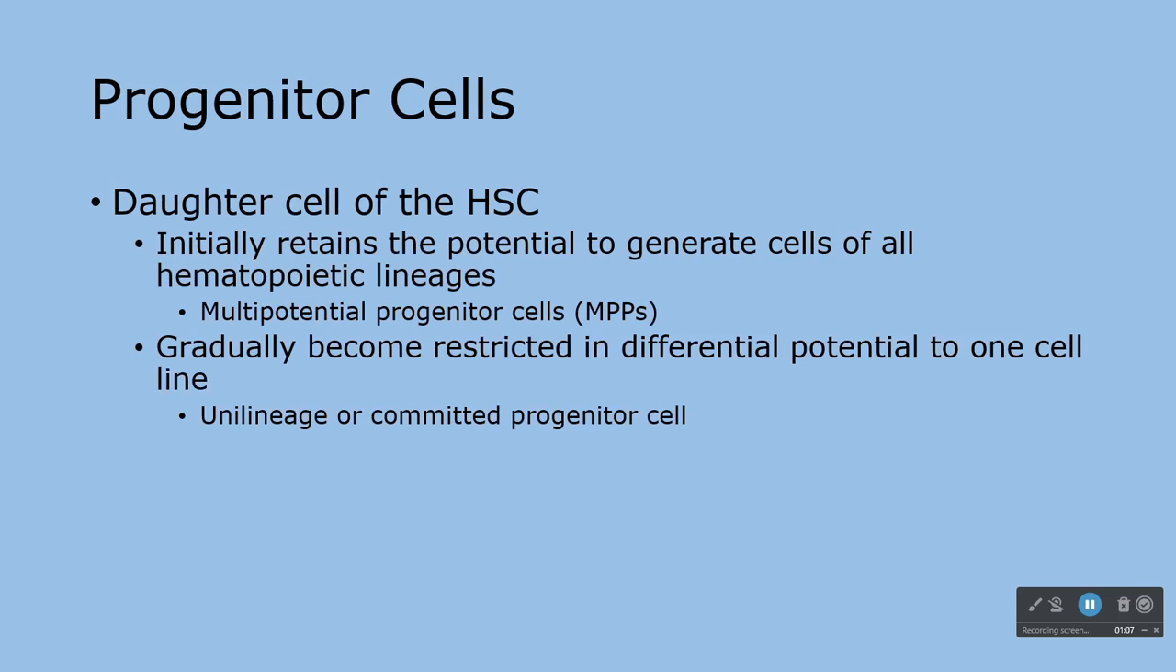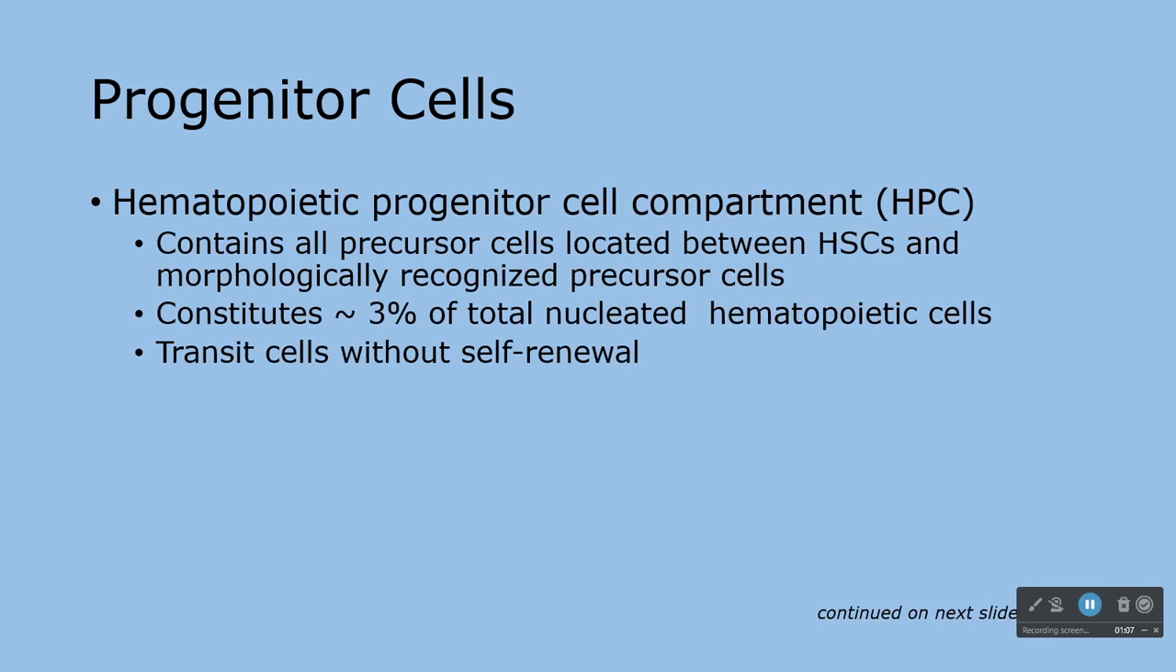All right. So, daughter cells, we talked about daughter cells. These are the MPPs. They gradually become restricted in differentiation potential to be one cell line. That's what we were talking about. They leave the progenitor, become a CMP or a CLP, okay, as we go.